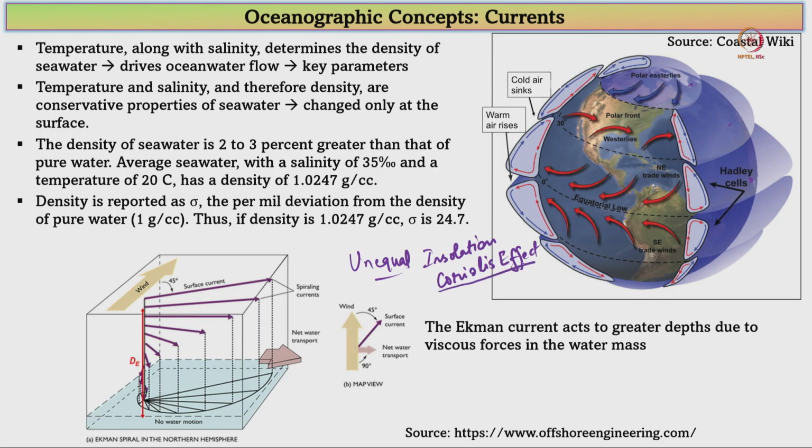Okay. Now, I am not going to explain in detail this kind of atmospheric circulation, but what is important for you to understand is that because of unequal insolation and the Coriolis effect, we have the atmospheric circulation where we have winds and currents. In the northern hemisphere, it gets deflected to the right. In the southern hemisphere, it gets deflected to the left.